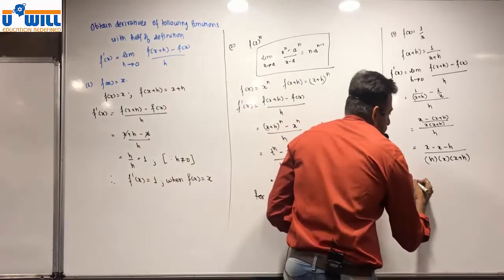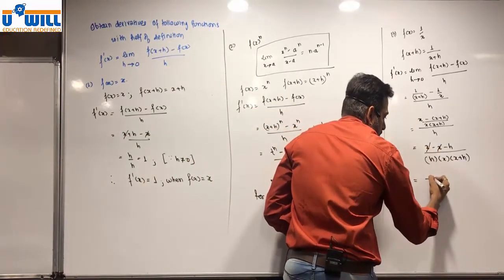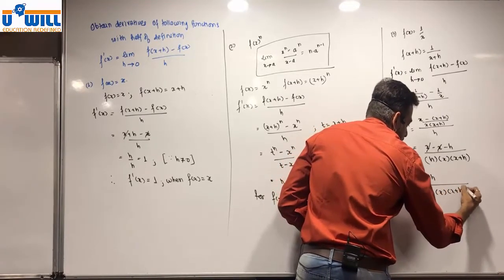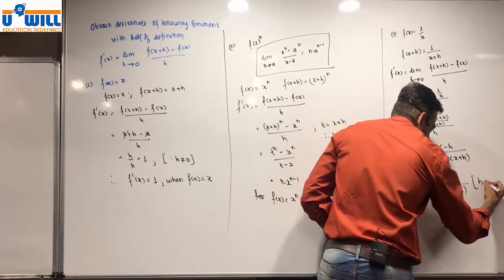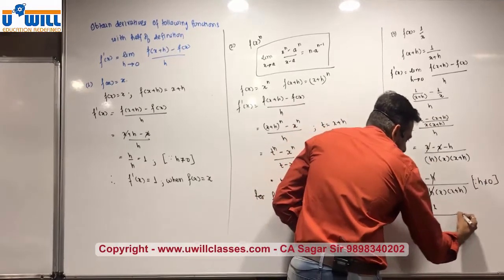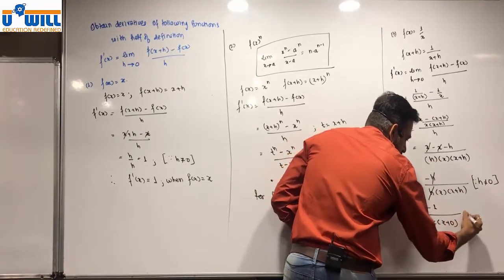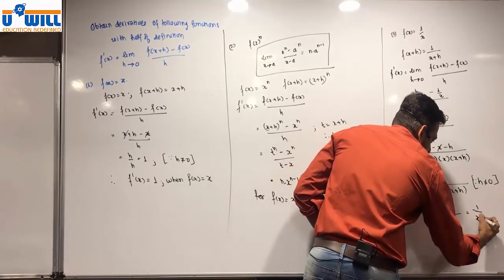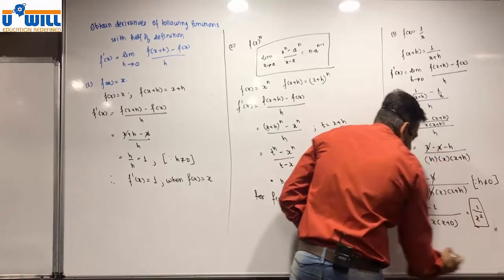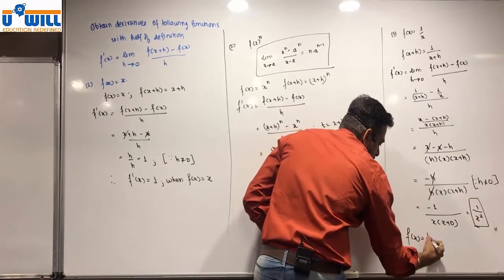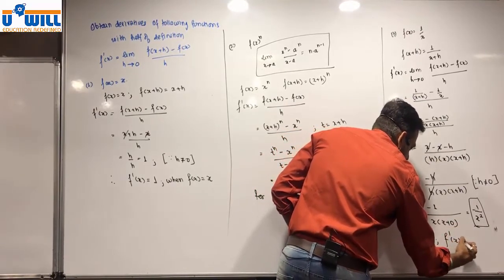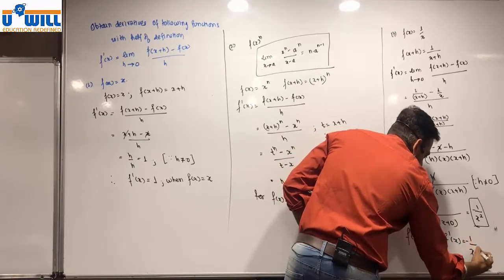ओके, नाउ विच इज इक्वल टू, ये कैंसल, व्हाट इज लेफ्ट? माइनस h upon h into x plus h. Now h cancel, h is not equal to 0, is equal to minus 1 upon x into x plus 0 is equal to minus 1 upon x into x, so x square. So we write for function f of x is equal to 1 by x, derivative of function f dash x is equal to minus 1 upon x square.